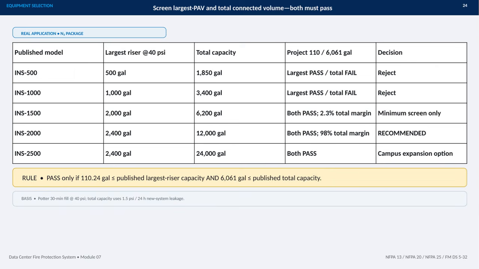The basis for these comparisons is a Potter 30-minute fill at 40 psi, with total capacity calculated using 1.5 psi per 24 hours for new system leakage. The practical lesson is simple. A package is acceptable only when it passes both the largest riser and total volume screens.